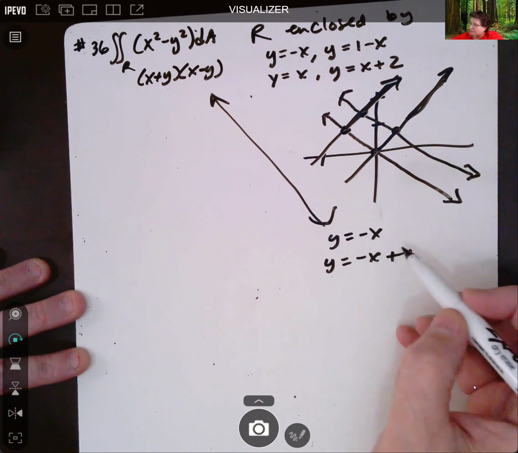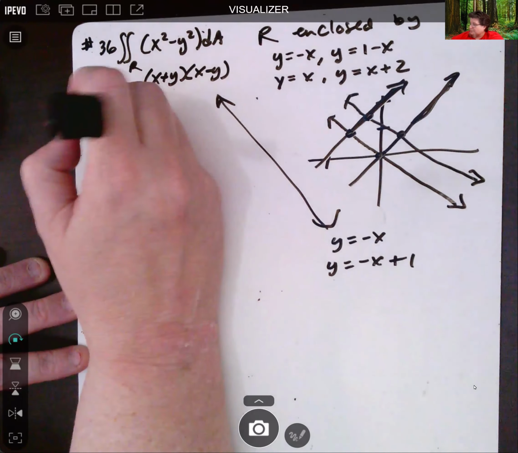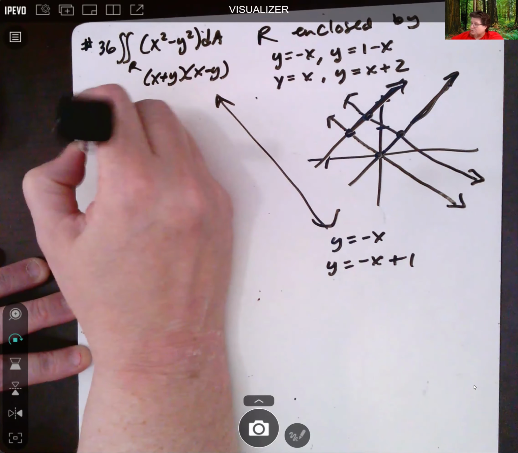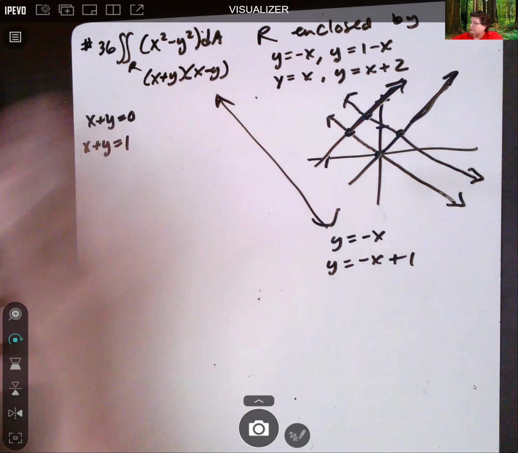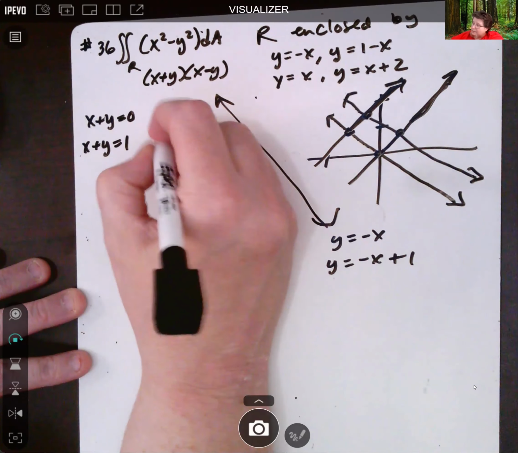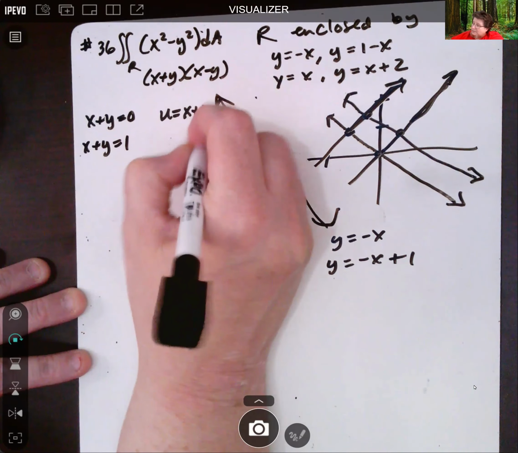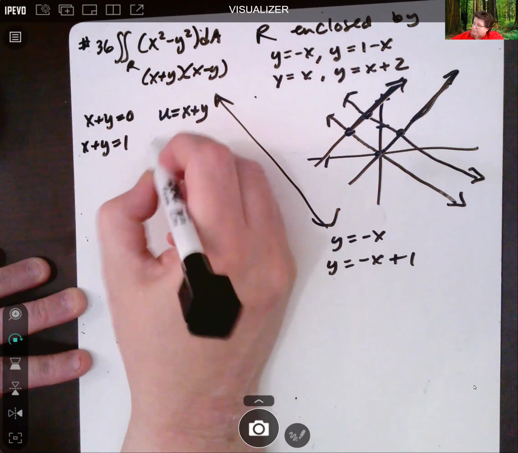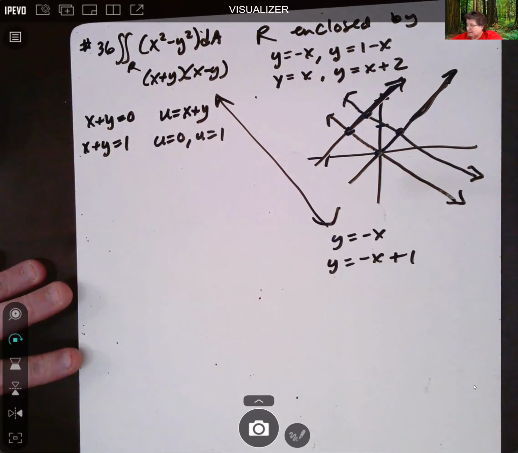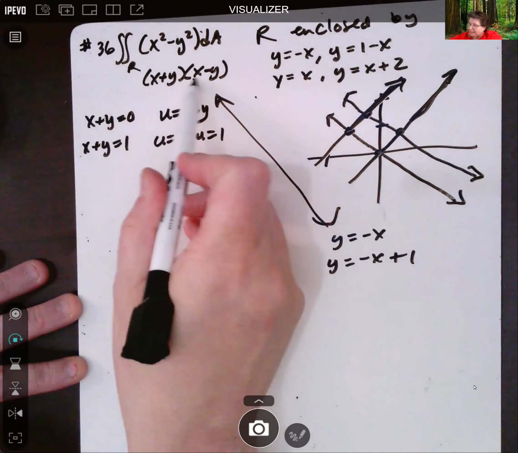So if I add x to both sides, I could get x plus y equals 0 and x plus y equals 1. So I could say u equals x plus y, and then I'm going from u equals 0 to u equals 1. I like that. Can I do the same thing with the x minus y?